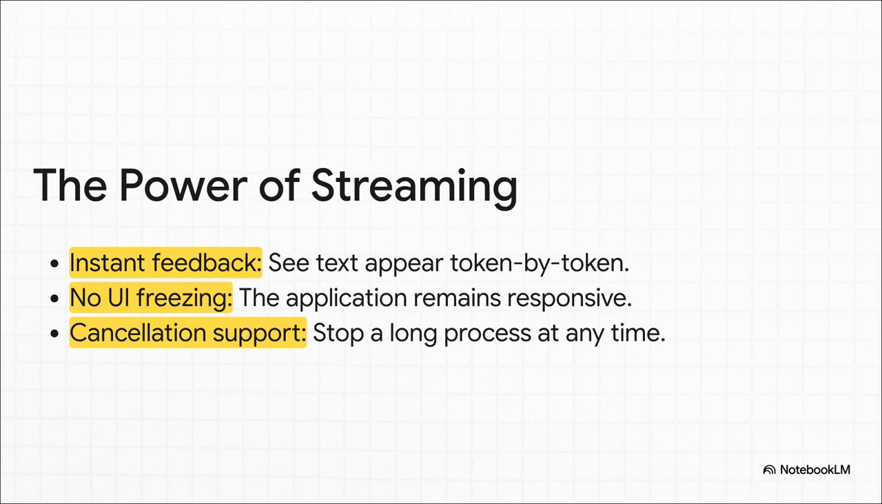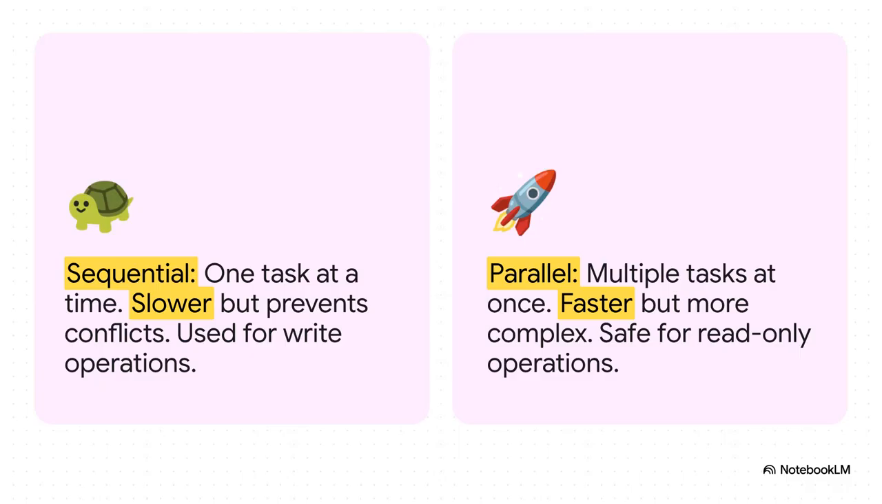It's all about making it feel like a real-time conversation. The next big idea is all about speed. You see, this system has a choice. It can do things one at a time. That's sequential execution, which is kind of like having a single checkout lane at the grocery store.